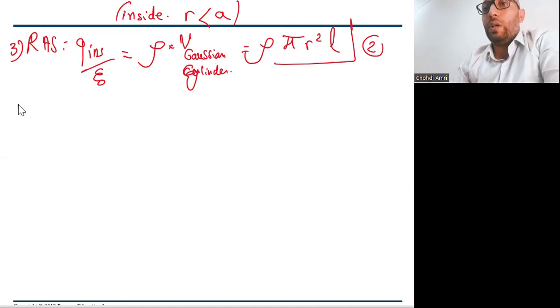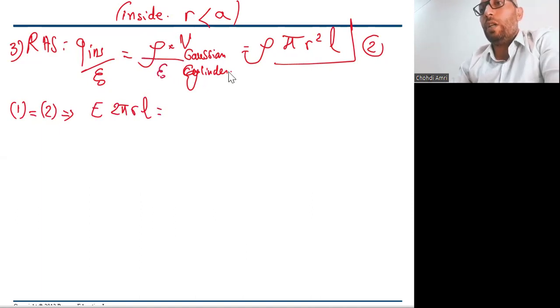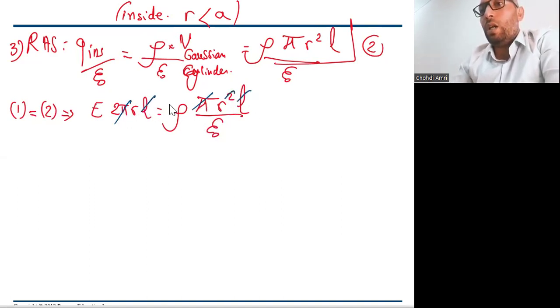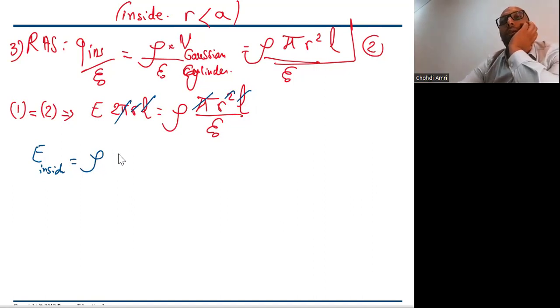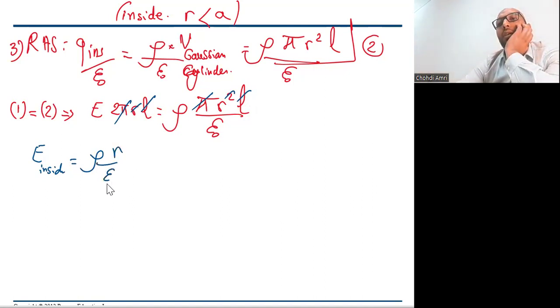Okay, so equation 1 equal to equation 2 gives E 2 pi R L equal rho times pi R squared L divided by epsilon naught. So we simplify L and L, R squared and R. We get the electric field inside the charged cylinder equal rho R divided by epsilon naught.